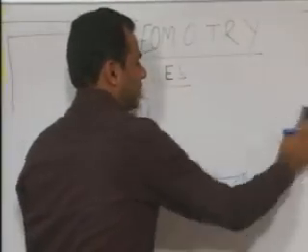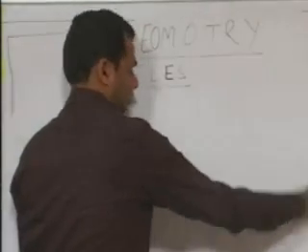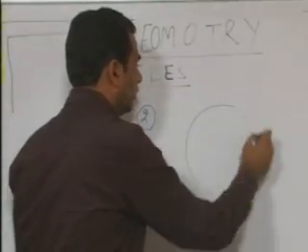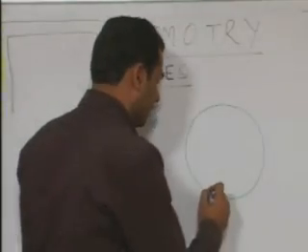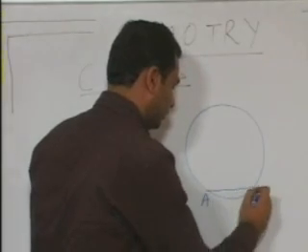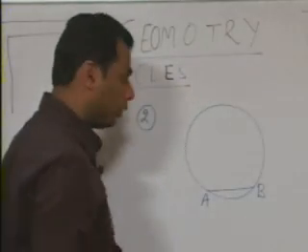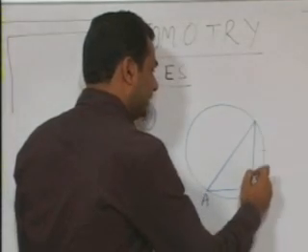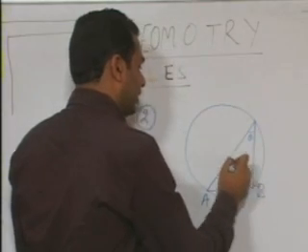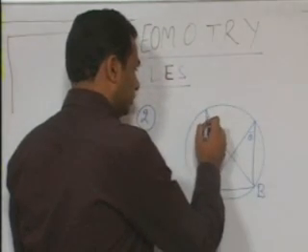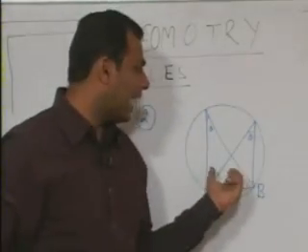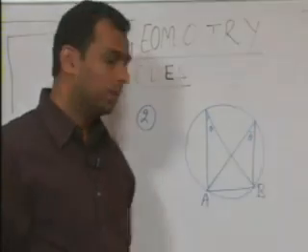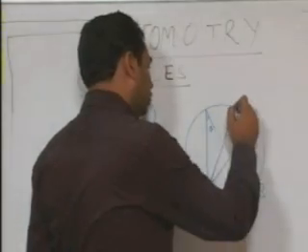Let's move to the second property. Let's say this is a circle and this is the chord AB. Now, if this chord AB subtends an angle theta at the circumference, then this angle will also be theta. So we can say that the angles subtended by the chord AB at the circumference are always equal. Even if I draw a third angle, that will also be equal.